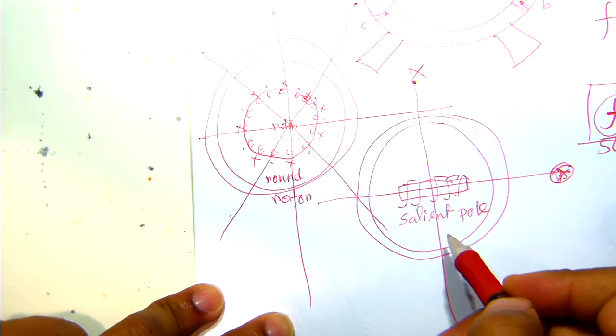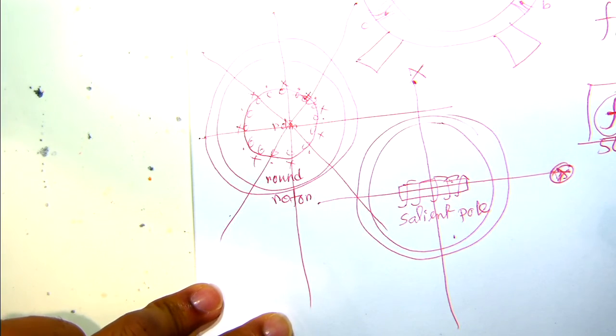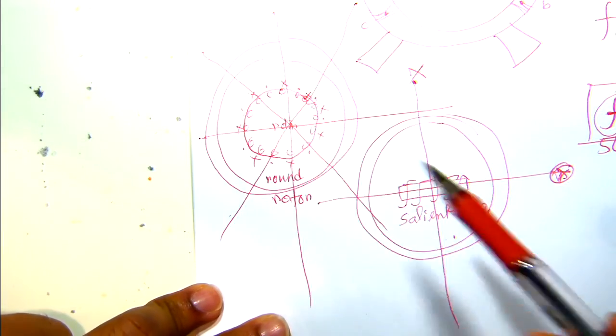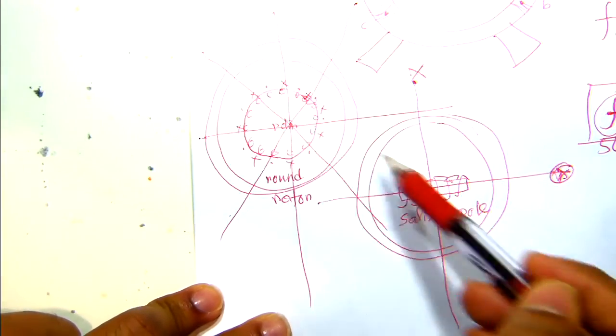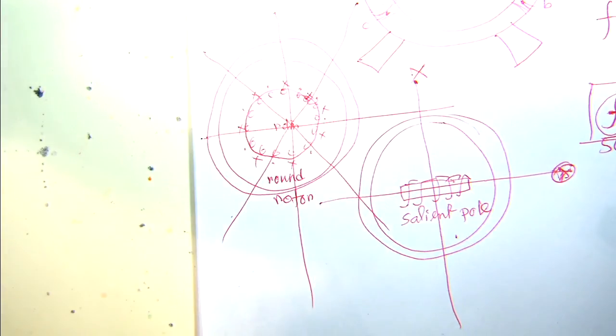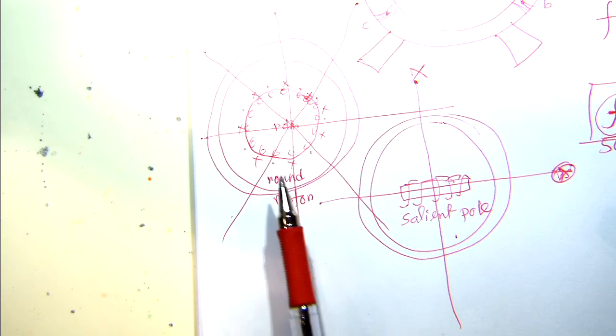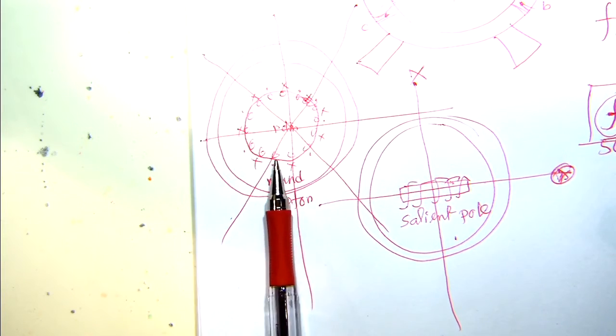And why do people use this machine? There is some advantage. Okay, we will go through those. I am introducing now that there are two types of these: salient pole synchronous machine and round rotor synchronous machine. The magnetic flux is symmetrical. Here it is not.